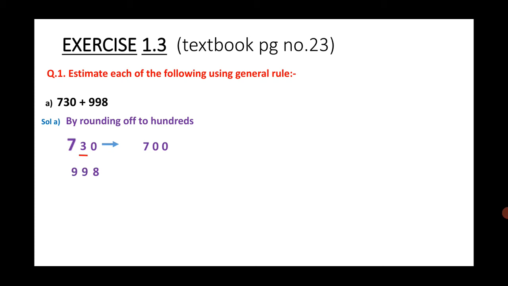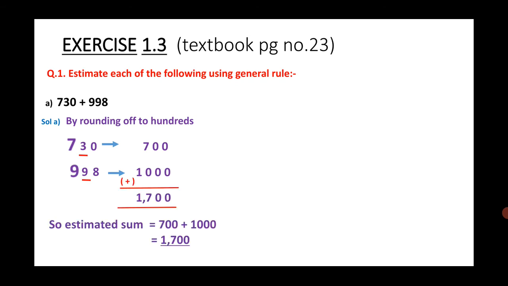The next number we have is 998. In the 100th place it is 9, and to the right of 9 again I have 9. So we will add 1 to 9, and it will become 1000. Now these are my rounded numbers, and I'm going to add them. After adding I get 1700.